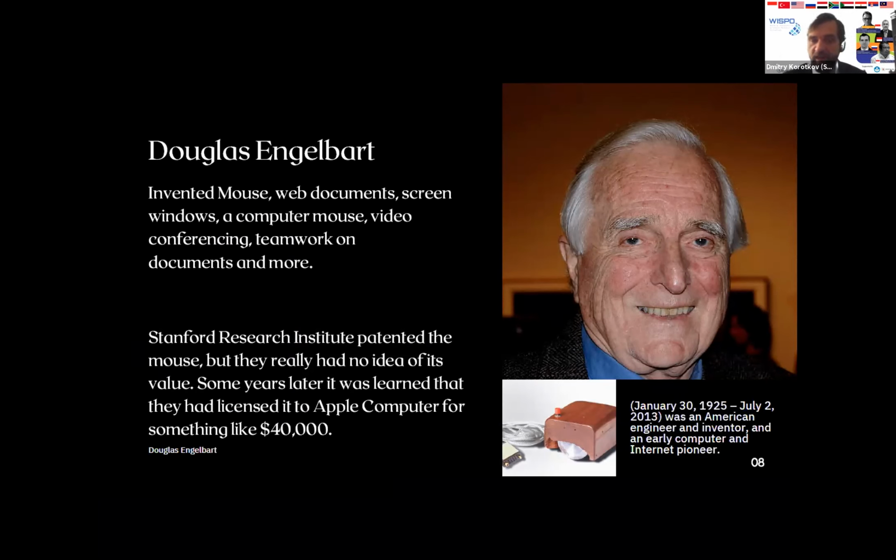On December 9, 1968, the Fall Joint Computer Conference took place in the city of San Francisco. Douglas Engelbart and his colleagues presented to the general public their project, the prototype of personal computers and the future of web environments. It was before Apple and Microsoft software.